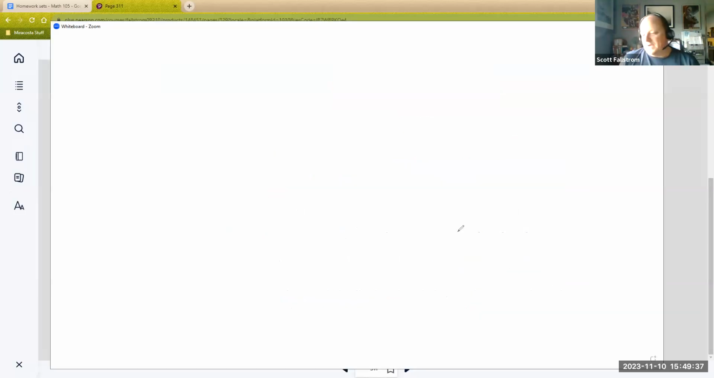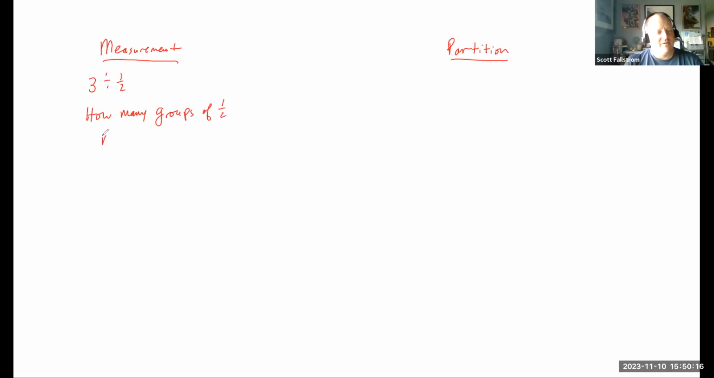So I'm going to share a new screen and hopefully give you a really good way to think about division with fractions. So there's 2 approaches, measurement and partition. Measurement is how many, so if we had 3 divided by 1/2, we would be asking how many groups of 1/2 make up 3.